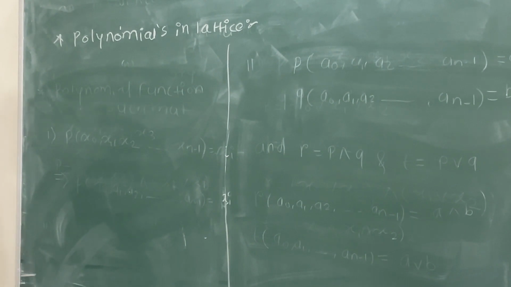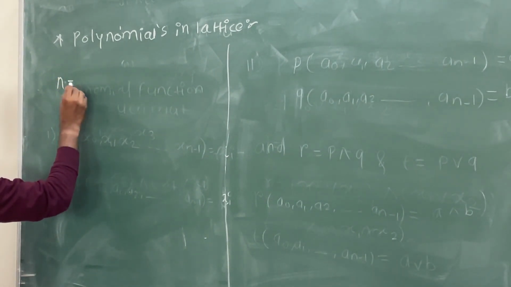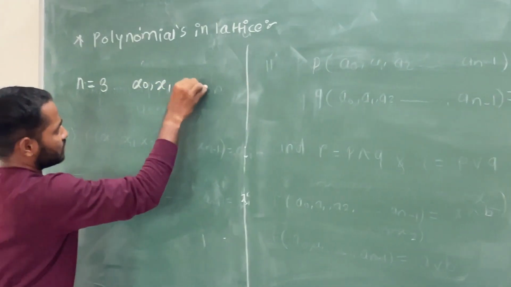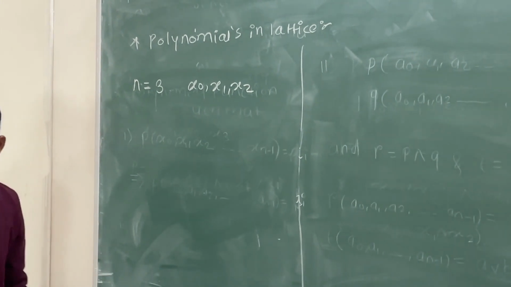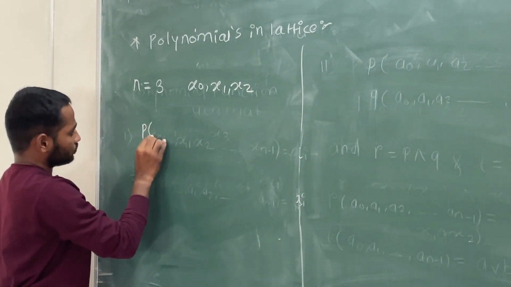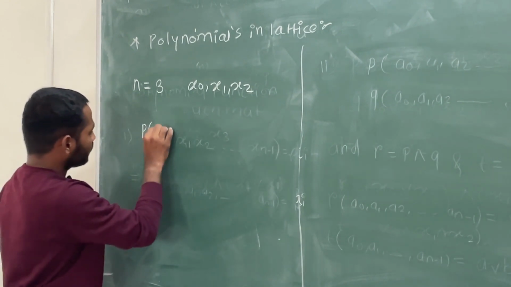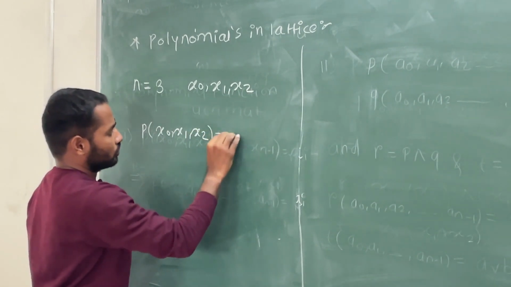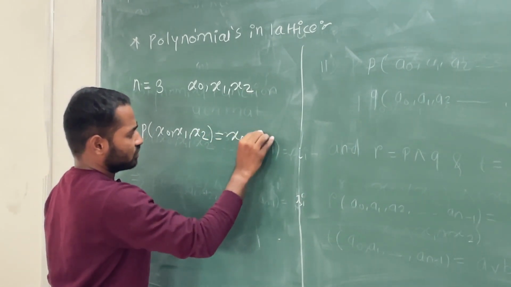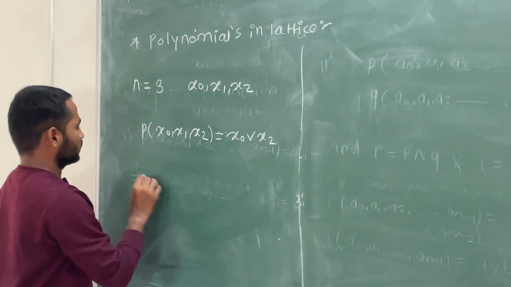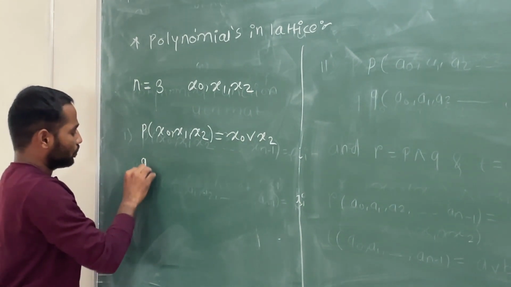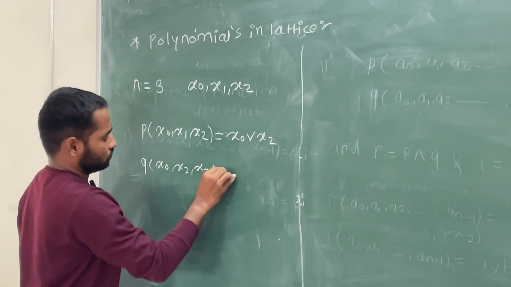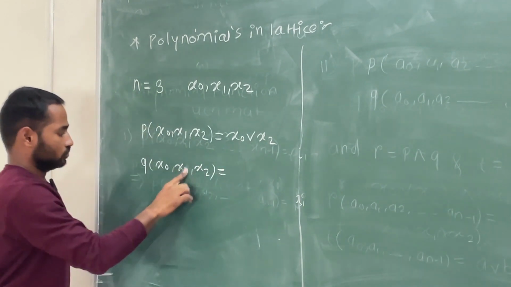Let us take an example. If n equals 3, then the variables are x0, x1, x2. Here p of x0, x1, x2, let's say x0 join x2 and x1, the middle one is x1.